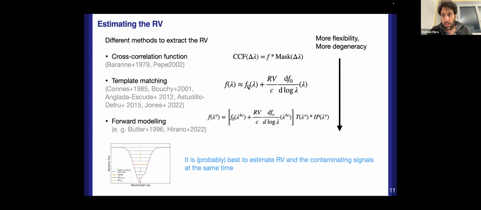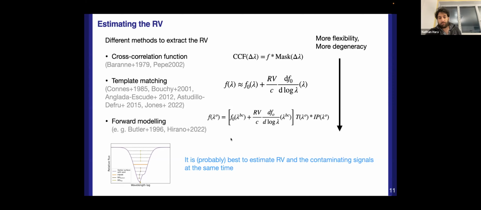So now you want to estimate the RV. There are several methods. Either you have a fixed mask and you convolve it with the spectrum, where F is the one-dimensional spectrum. You have template matching, where basically you make a first order Taylor expansion, or you can go a little bit further in the model and do forward modeling. So from cross correlation to forward modeling, you have more flexibility, so it's potentially more realistic, but you also have more degeneracies. So trying to find the right balance, the right rigidity of the model is going to be very important.